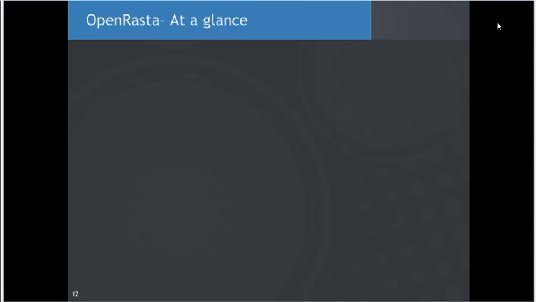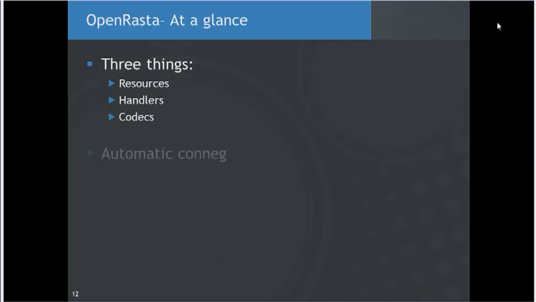OpenRaster is the next framework up that we'll take a quick look at. So in OpenRaster, it's all about three things. It's about resources, it's about handlers, and it's about codecs. A killer feature in OpenRaster, I'd say, is its automatic support for content negotiation. So for a simple website like the one we're looking at here, you wouldn't run into needing that content negotiation part. But if you move just a little bit beyond this and add a public API along with your website, you will probably pretty soon run into wanting to be able to do content negotiation.